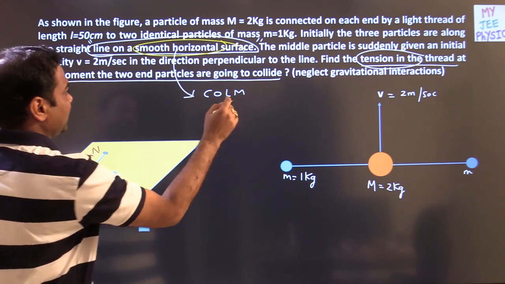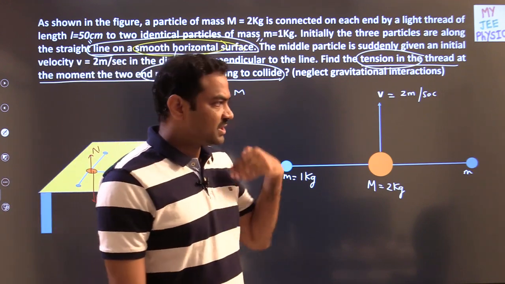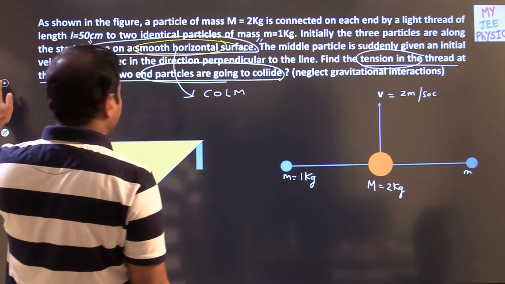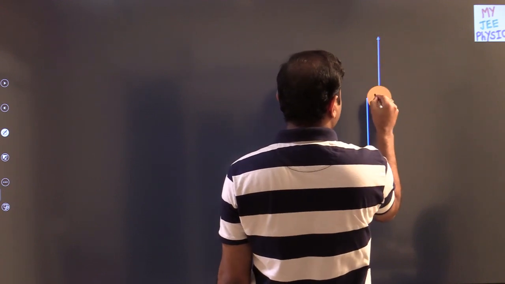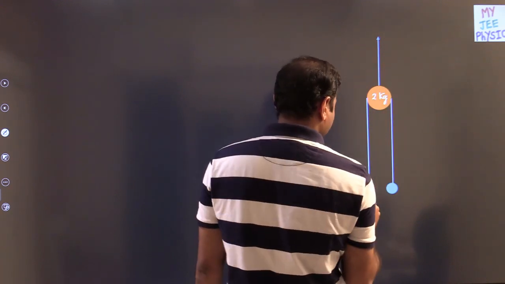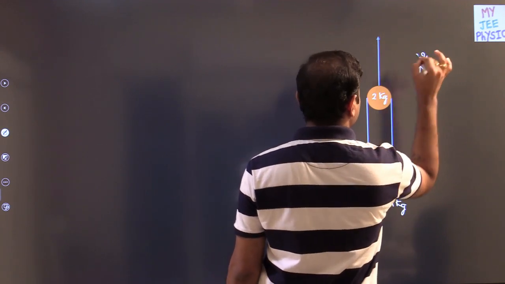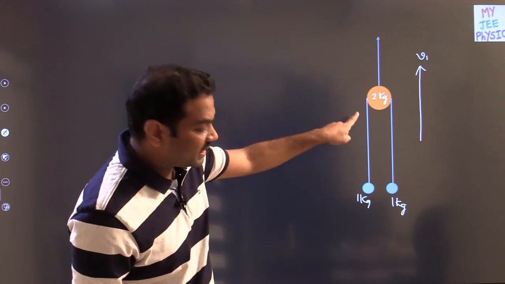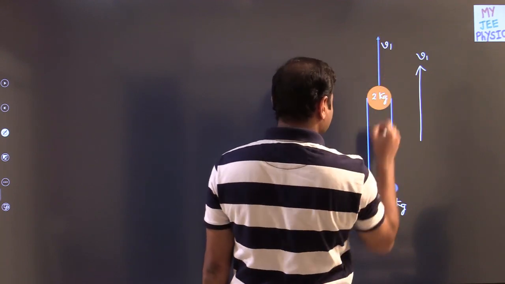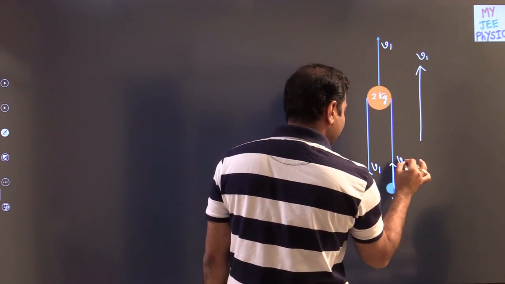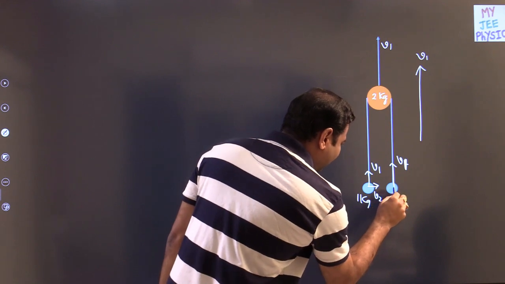They're asking about when they are going to collide, so I directly skip to that step. This is the scenario. Suppose the particle having 2 kg and these having 1 kg, this entire system is moving forward with some velocity v1. This particle should also have v1 because of the string constraint. At the same time, they move towards each other with some other velocities v2, and this velocity also should be v2.